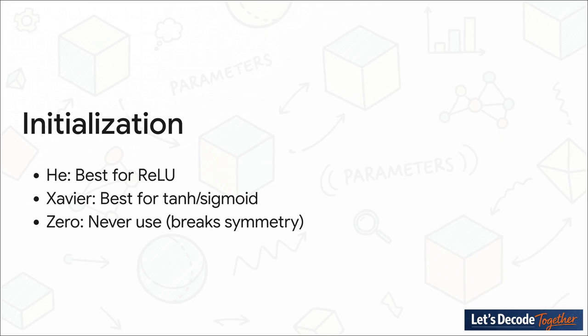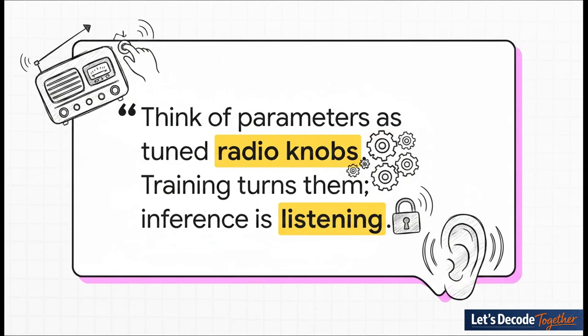But here's an absolutely crucial, kind of surprising rule. You can never ever set them all to zero. If you do that, every single neuron behaves identically, the symmetry breaks, and the entire model completely fails to learn anything. I love this analogy. Think of parameters as the tuning knobs on an old-school radio. Training is the active process of twisting and adjusting those knobs until you hear the station coming through crystal clear. Inference? Well, inference is just sitting back and listening.